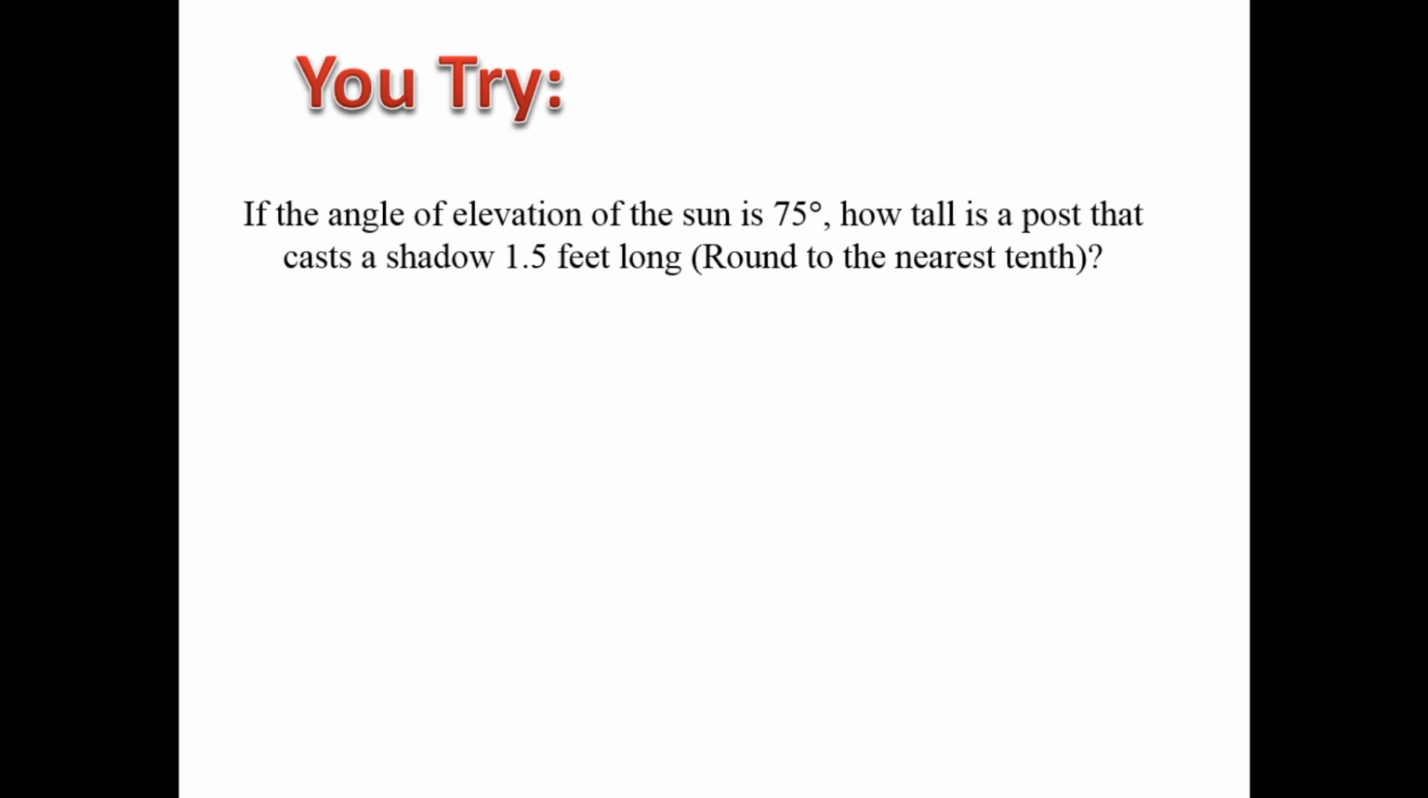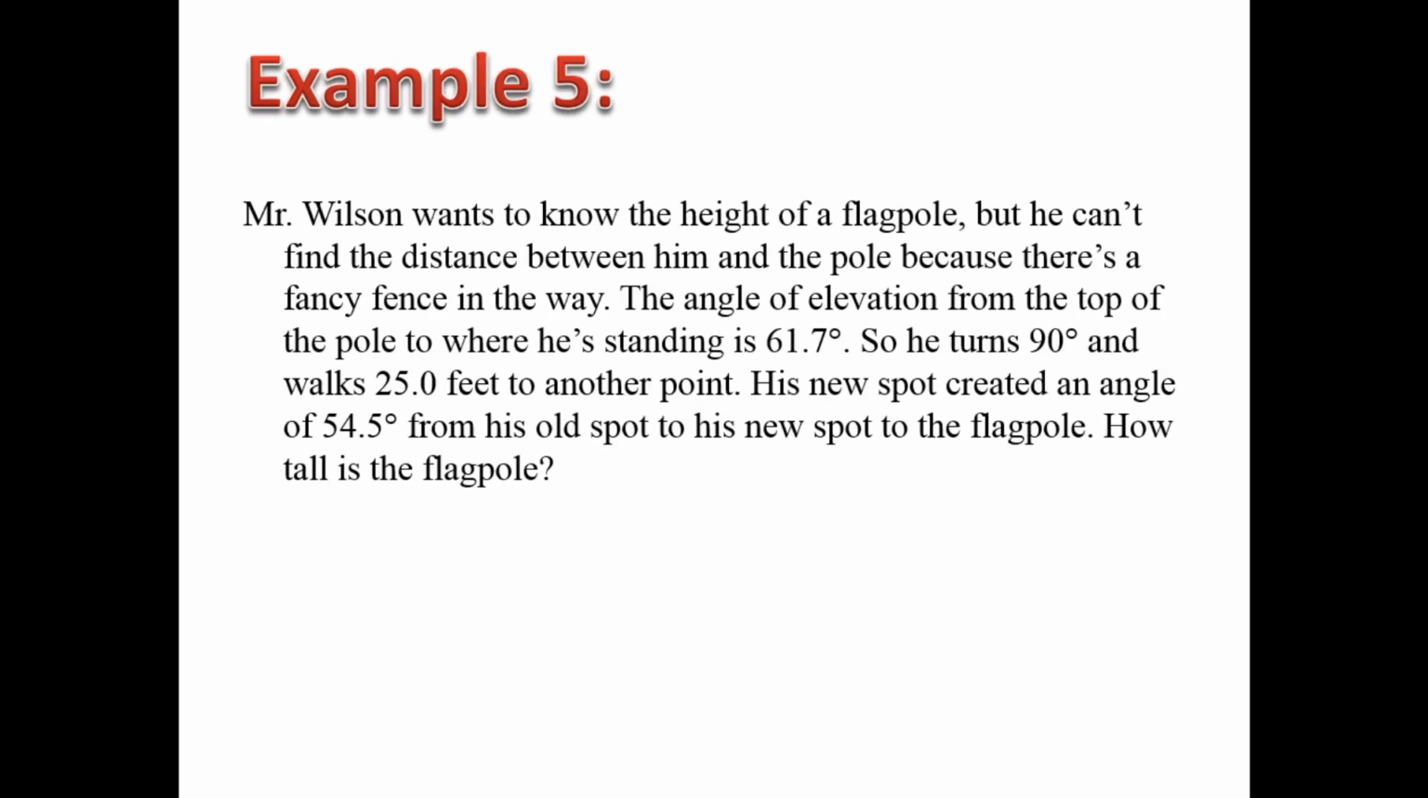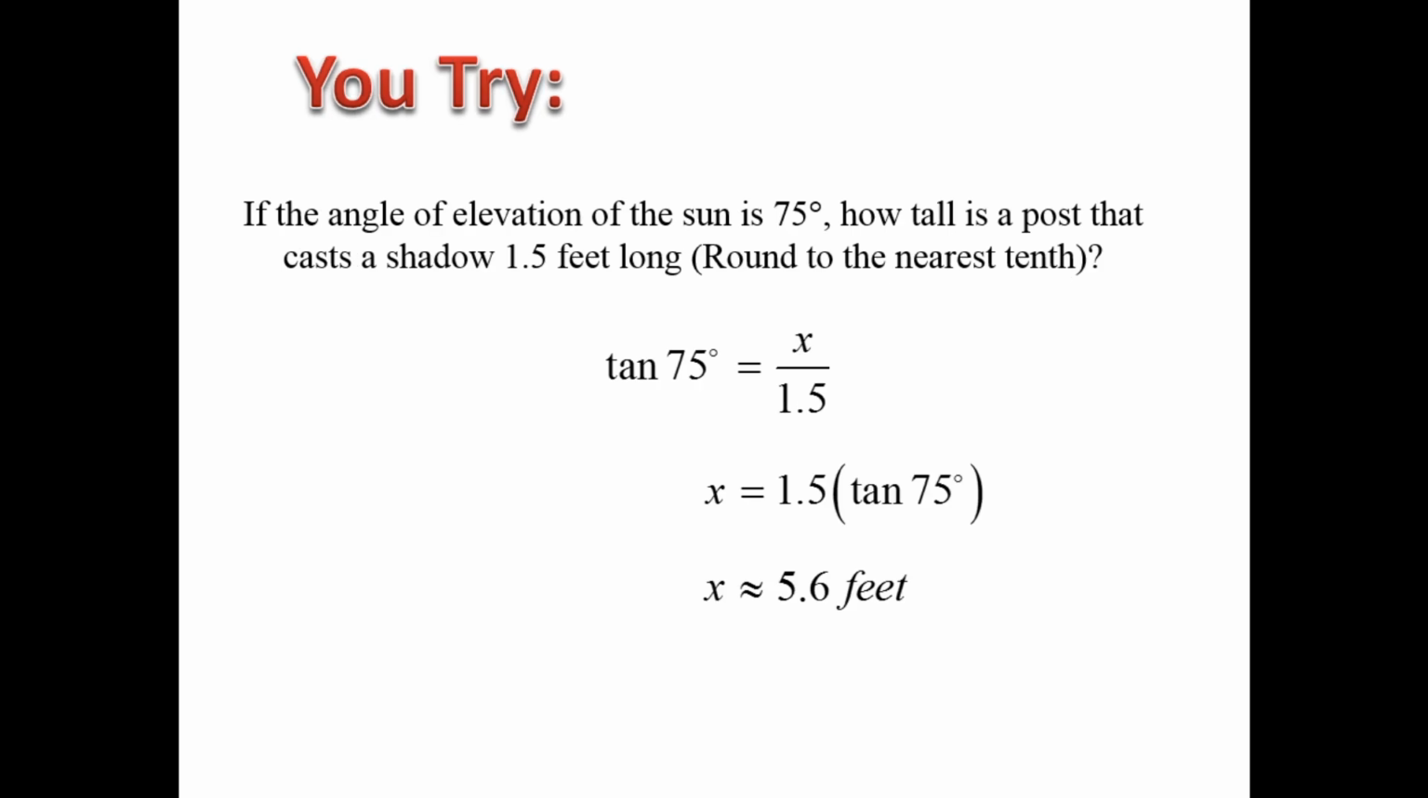And here's one you can try. If the angle of elevation of the sun is 75 degrees, how tall is the post that casts a shadow 1.5 feet long? So it's quite similar to the previous problem that we did. Tangent, and then cross multiply. So that's what we found.